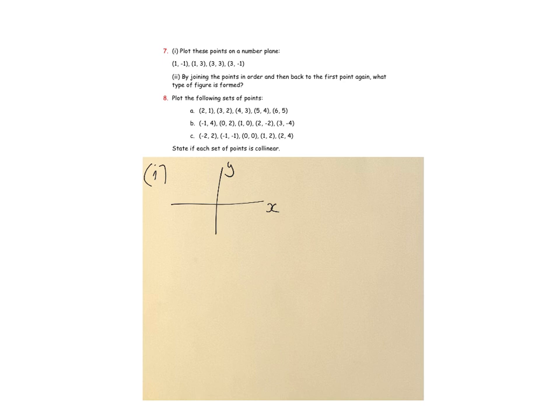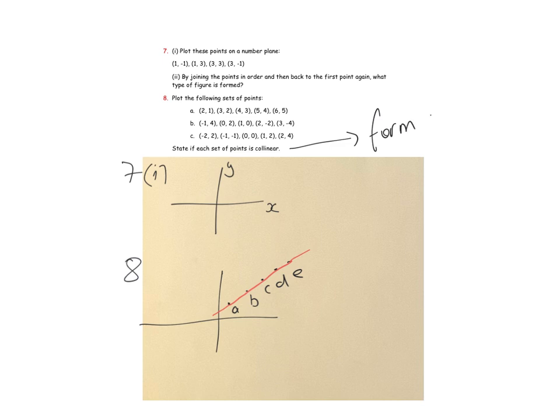Question 8 says plot the following points. So what you're going to have to do in question 8 is plot the points, and then it says state if each set of the points is collinear. What collinear means is if I plot the points like this, and I have A, B, C, D and E, and I join those points together and they form a straight line, that means they're collinear. That's all collinear means. So question 7 and question 8 should hopefully be fine too.